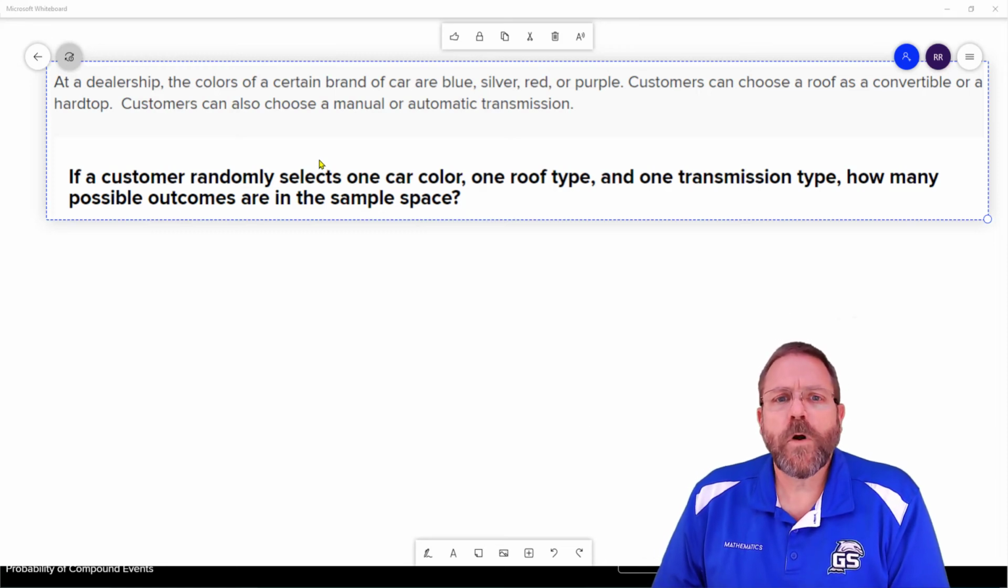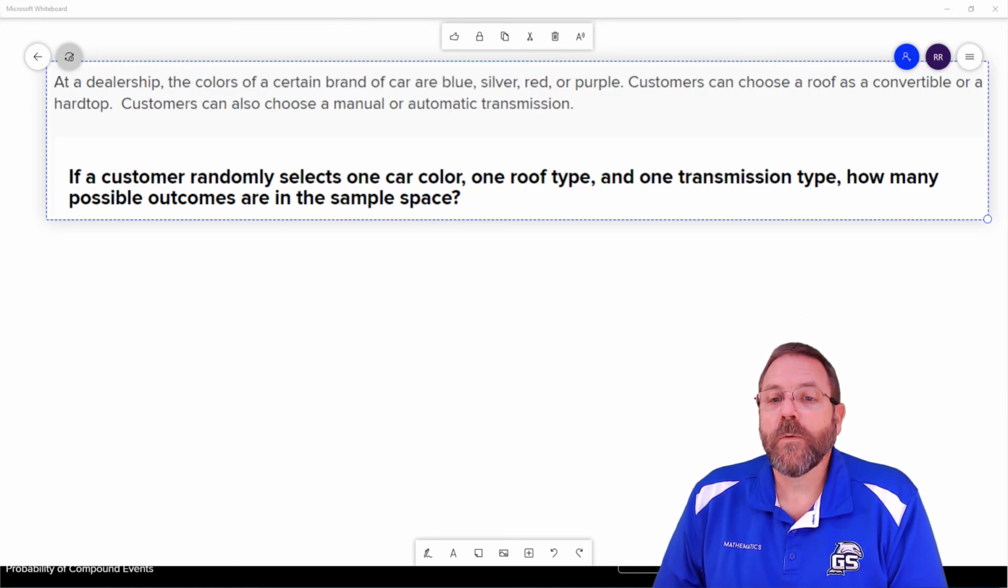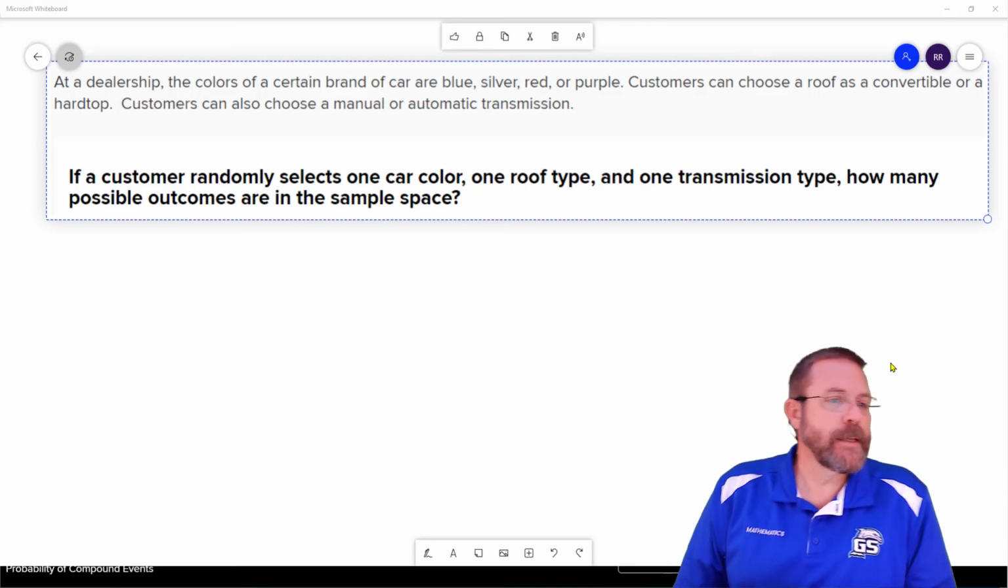Okay, so we have a car dealership, and the colors of a certain brand of car are going to be blue, silver, red, and purple. That's not many choices. Customers can choose a roof as convertible or hardtop. The customers can also choose a manual or an automatic transmission. If a customer randomly selects one car, one roof type, and one transmission, how many possible outcomes are going to be in the sample space? Let's work through this.